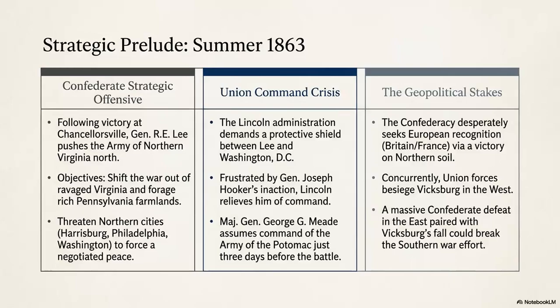The geopolitical stakes were massive. The Confederacy sought vital European recognition via a northern victory, while Union forces besieged Vicksburg in the west. A dual southern defeat could break the Confederacy entirely.